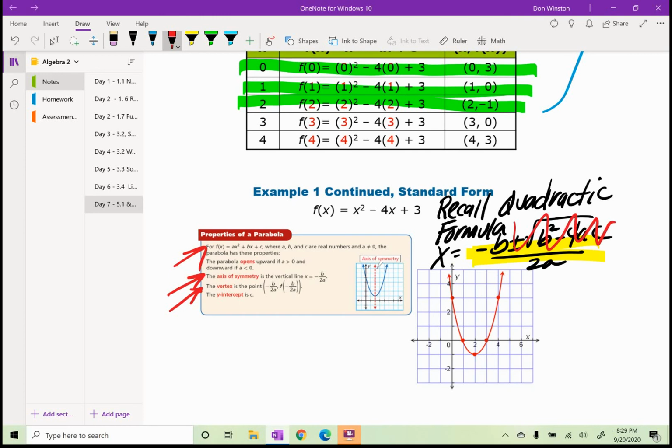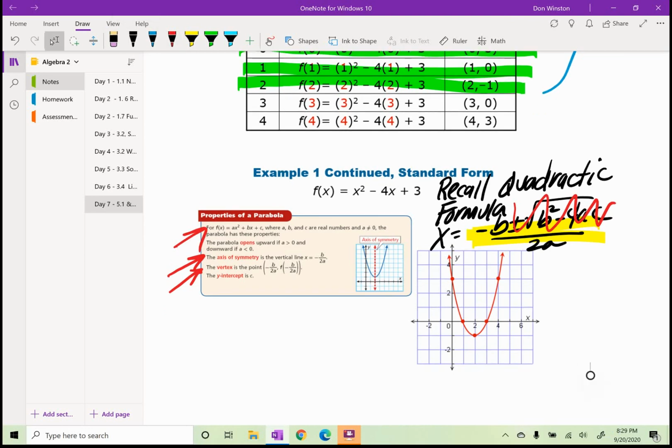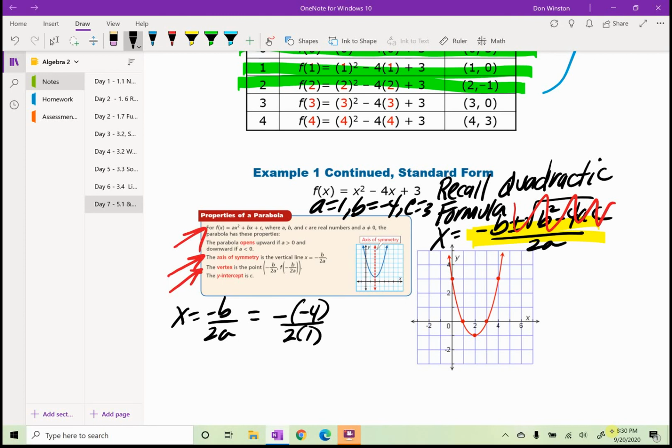So let's assume that you were given this problem for homework and you had to graph. You need to start at the axis of symmetry, or the vertex. So again, we find the axis of symmetry. In this problem, a equals 1, b equals negative 4, and c equals 3. So the axis of symmetry is x is equal to negative b over 2a, so it's equal to negative, b is negative 4, over 2 times 1. It's equal to 4 over 2. It equals 2. So the axis of symmetry is x is equal to 2.